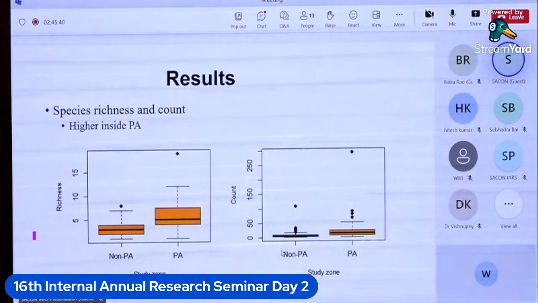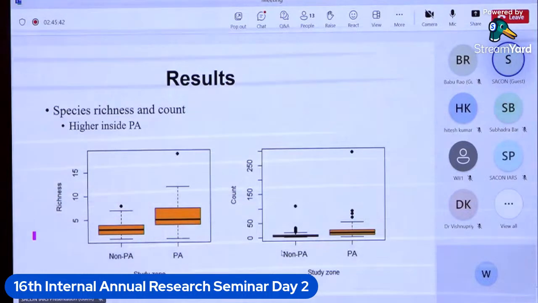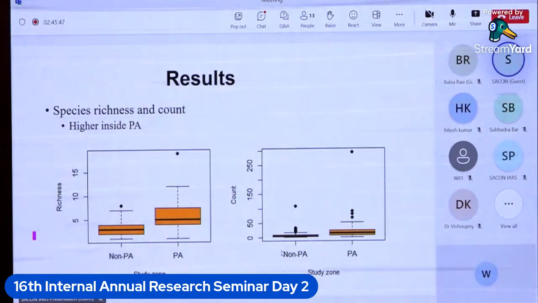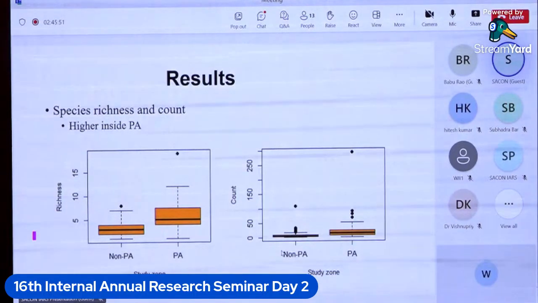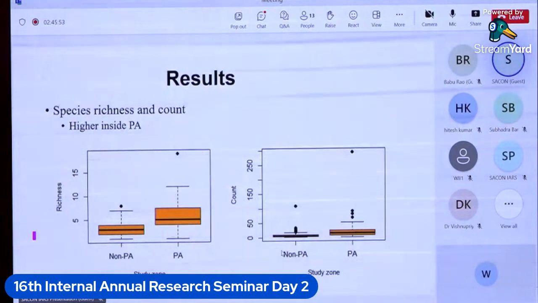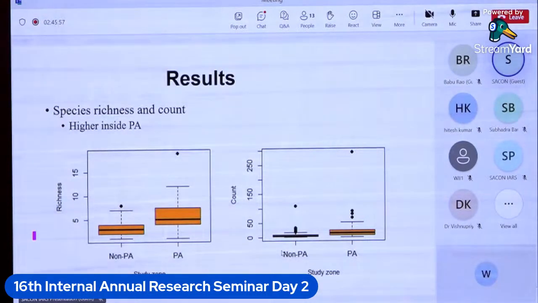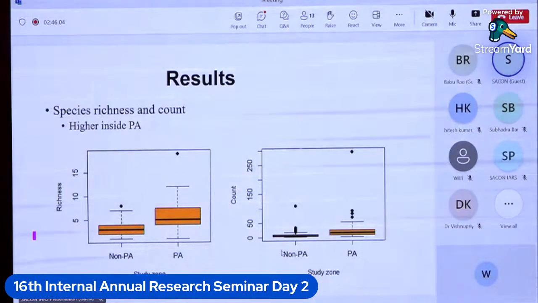which resulted in the PA having higher species richness, where we got on average 5 to 10 individuals inside PA, but we got very few individuals outside of PA. It's shown below.